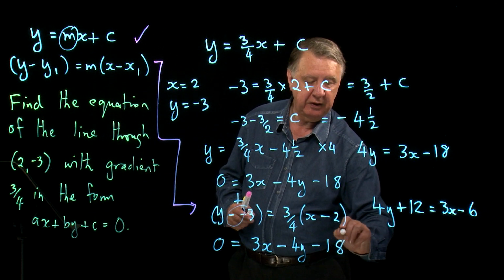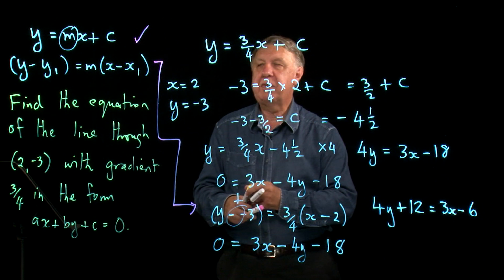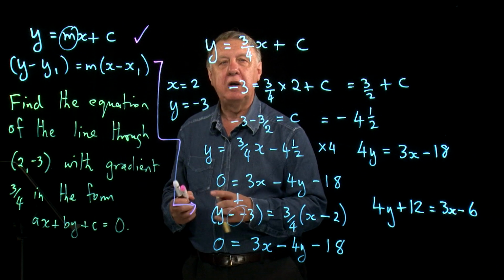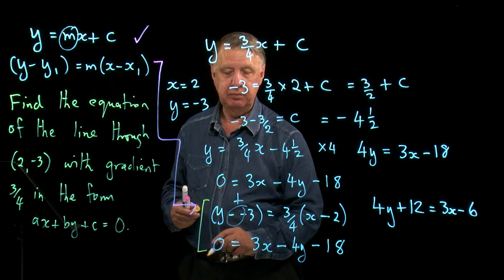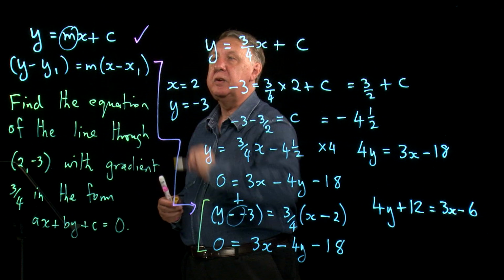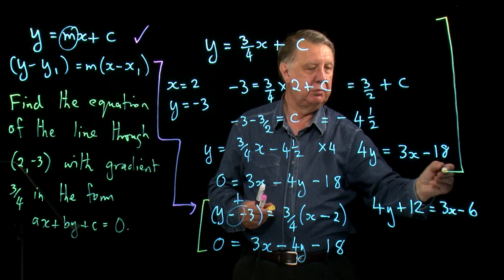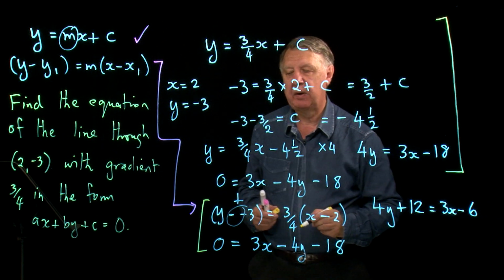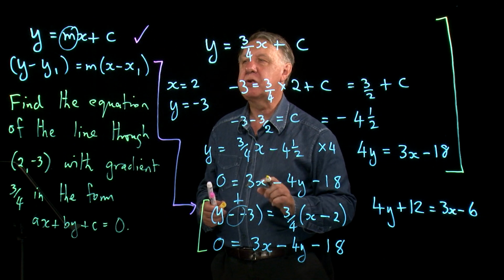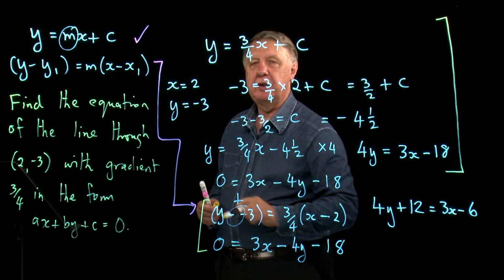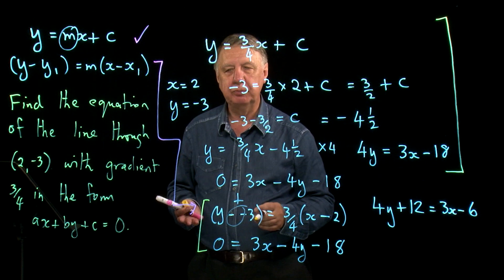So negative 6, take away 12 is negative 18. So you can see then that the method that I'm saying you really want to master takes 2 lines. The method using y equals mx plus c takes 4 lines. So I think that it speaks for itself. So please try and remember this version. It will come up over and over again in the work that we do later on.